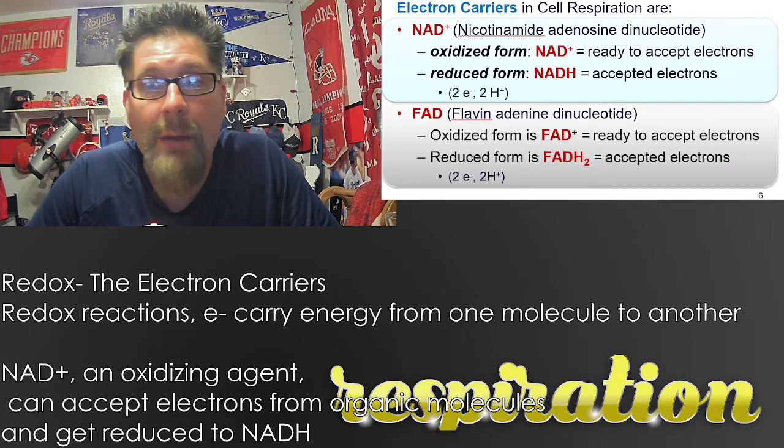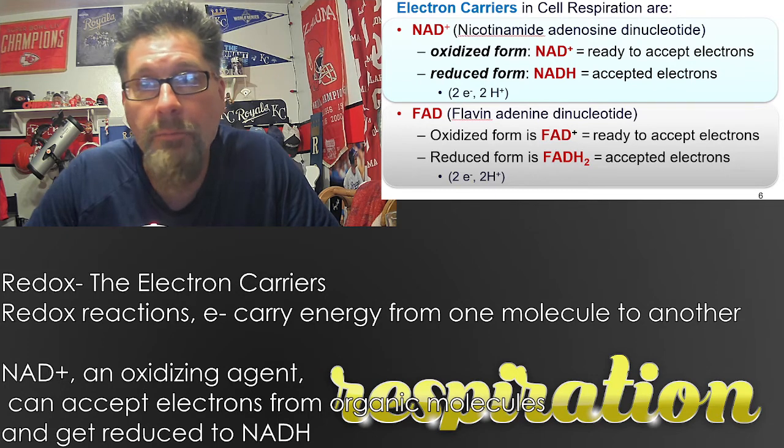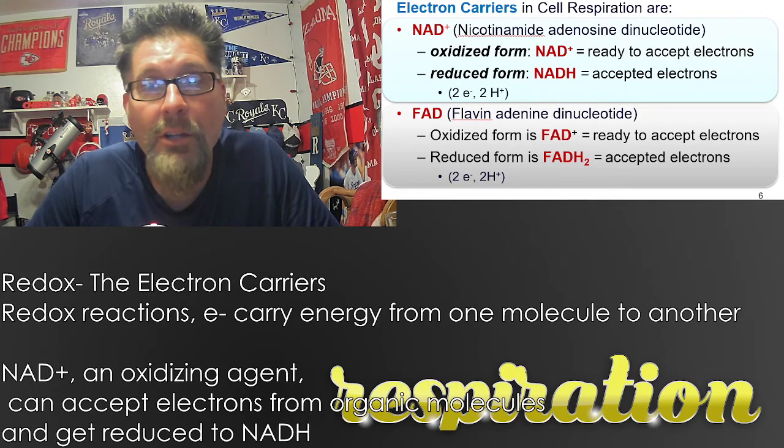And the same thing happens to both. They gain the H's, so they're reduced. The glucose molecule will be oxidized at that point. Now, the one difference between the two, obviously besides the first letter, is that NADs can carry one H. FADs can carry two H's.